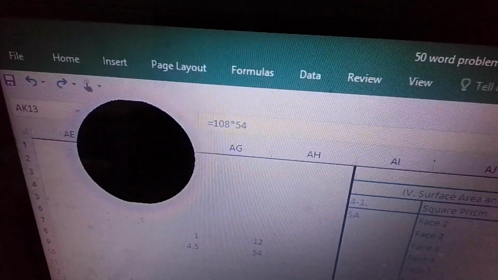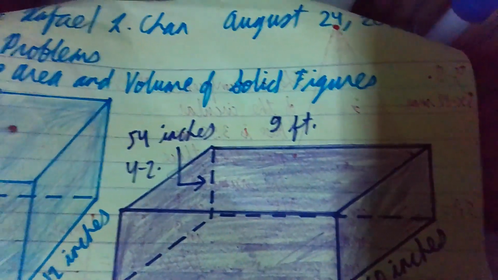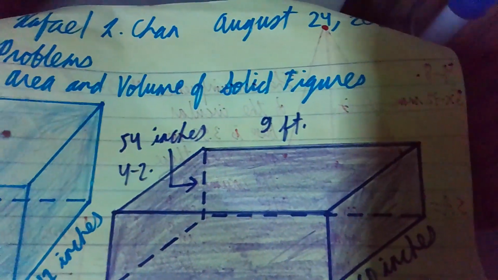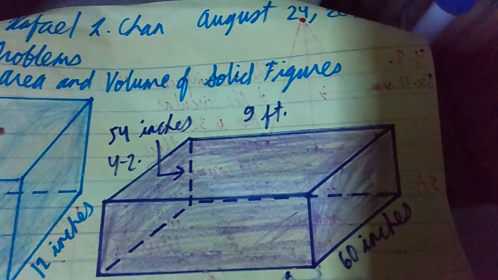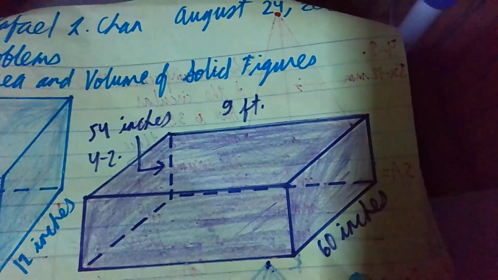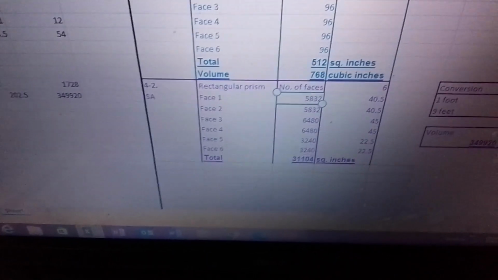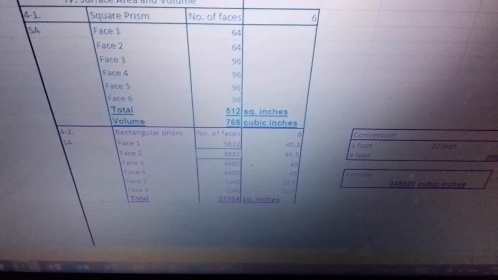Sa face 1, ang ginawa ko, 5,832. Ang formula na ginawa ko ay 108 times 54. Yung 108 inches ay yung 9 feet. Remember, 9 feet times 12 inches equals 108 inches. So, 108 times 54, which is this one. Is there a face that is congruent to that? Yes, there is. Yung nasa baba. So, that's the top and bottom. And what did we get? We should get 5,832. Diba? Then again, because they are congruent.